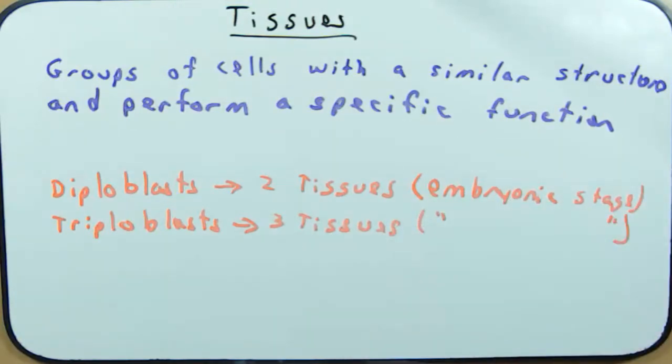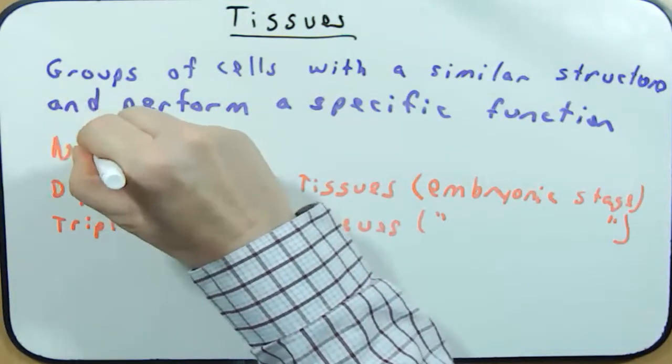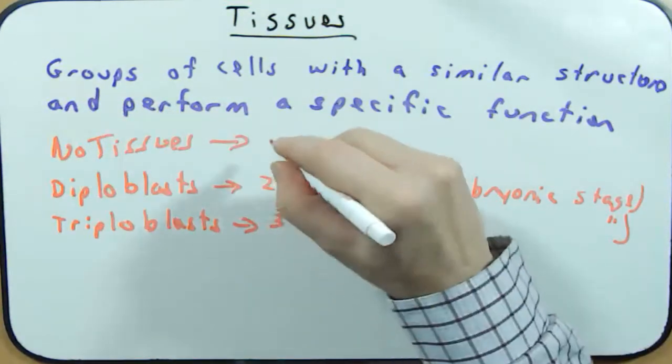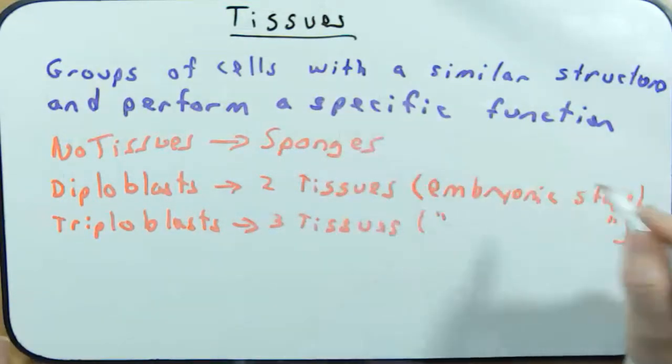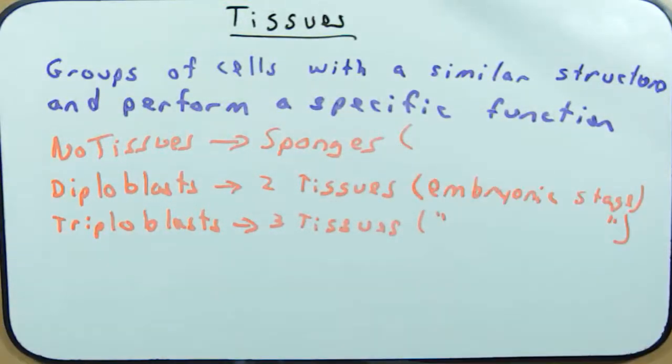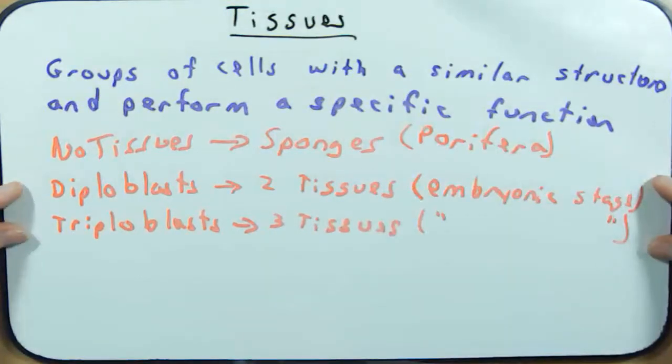I should also point out that there are some animals that don't have any tissues. So I'm going to put that up here. No tissues. And this would represent the sponges. They're the only group of animals that don't have tissues. The sponges, or more specifically, Porifera. I want to talk a little bit more about diploblasts and triploblasts. And when I'm done with that, I'm going to talk about some of the ways we describe tissues in adults.